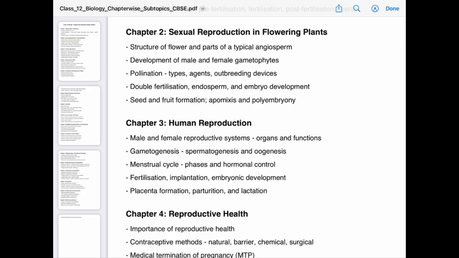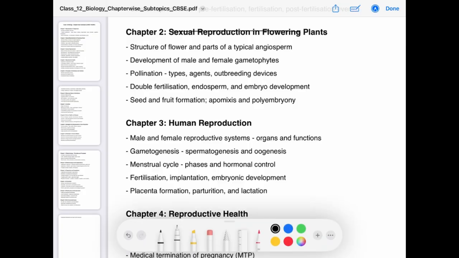For the chapter Sexual Reproduction in Flowering Plants, first you have to understand the structure of the flower, that is bisexual and unisexual flowers. Monoecious and dioecious plants you have to understand. And then you have to read about the male and female gametophytes, and practice the diagrams well about the gametophytes and the male and female parts. The anther drawing you have to do.